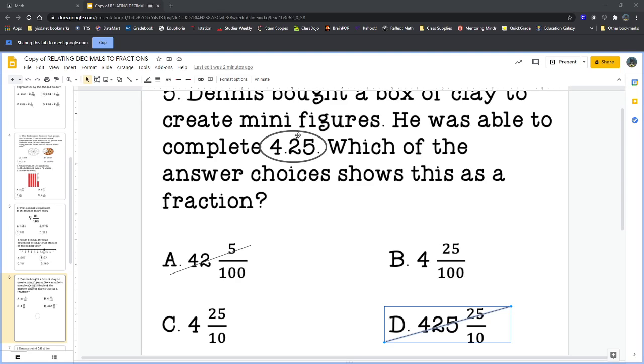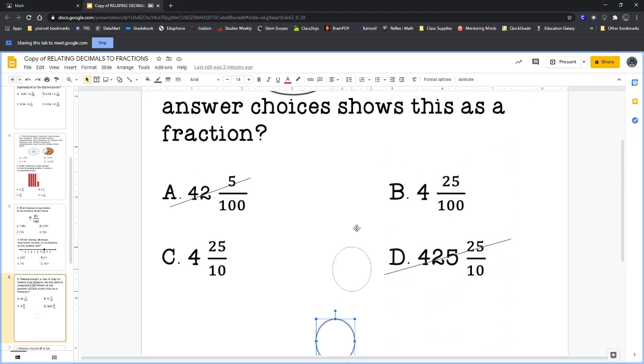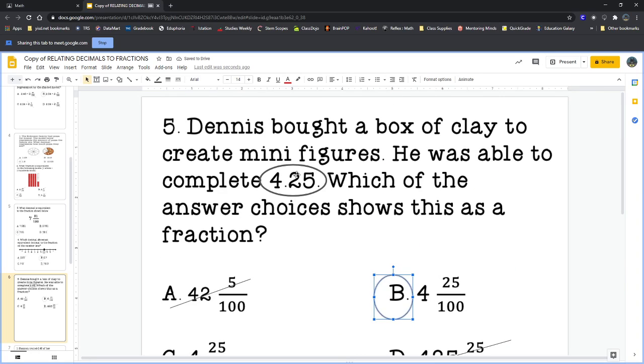If I have 2 digits, 2 numbers after my decimal, that means I'm using the 10th place and I'm using the 100th place. If I'm using the 100th place, I need to have a 100 as my denominator. I can only use the tens place if there is one number, one digit after the decimal.